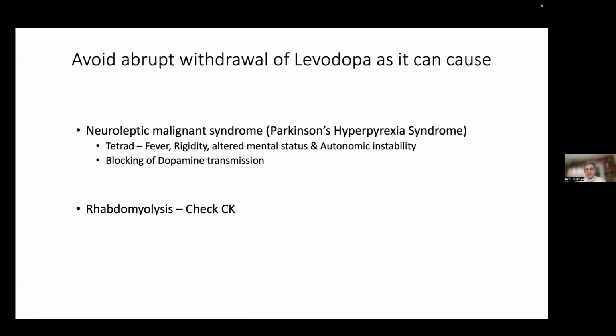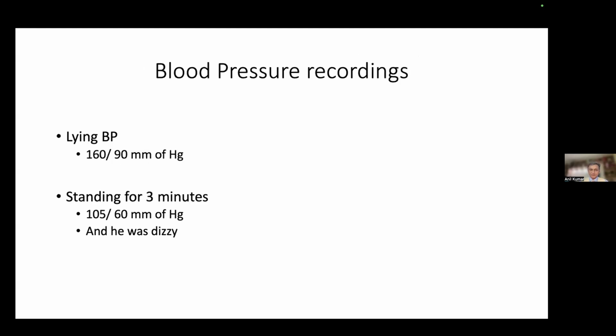Clinically, we check the bloods including CK and full blood count. White count also goes up. This is an emergency. Get the neurologist involved, get the medical team involved, because if you don't do things, they can just deteriorate. They will end up in renal failure and other problems. Now, so that was the overview.